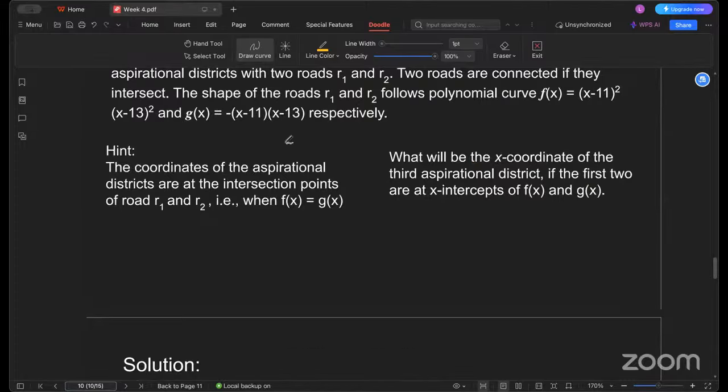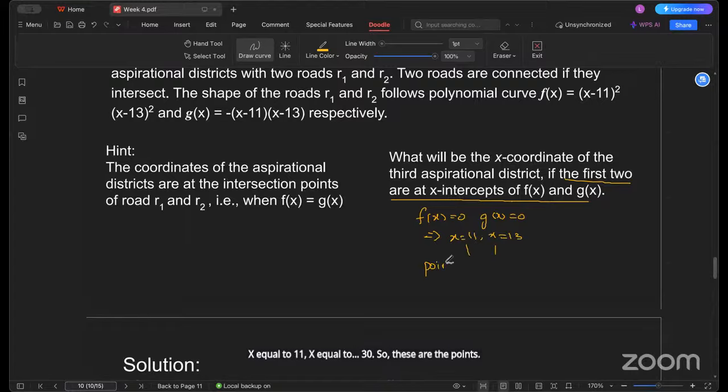F of x is 11 and 13. G of x is 11 and 13. Same, you see that. So from this given information, the first two are at the x-intercept of f of x and g of x. x equal to 11, x equal to 13. So these are the points where the first two cities lie.